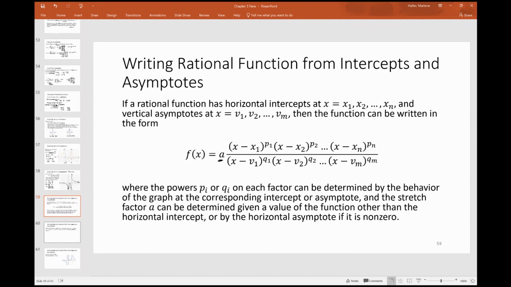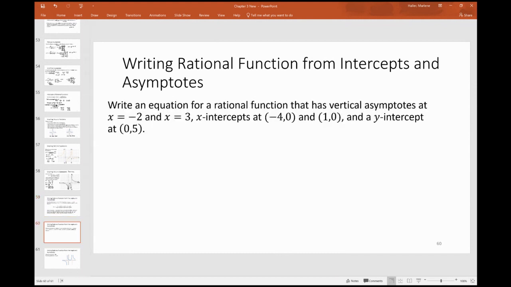All right, let's look at an example. Let's see if we can figure out what this equation might be. All right, we're supposed to write an equation for a rational function. It has vertical asymptotes, right, at x equals -2 and x equals 3. So right away, vertical asymptotes starts telling me those are factors of the denominator. Let's make them factors. If the vertical asymptote is x equals -2, there's going to be a factor there of x plus 2. The vertical asymptote is x equals 3. There's going to be a factor in that denominator that's x minus 3.